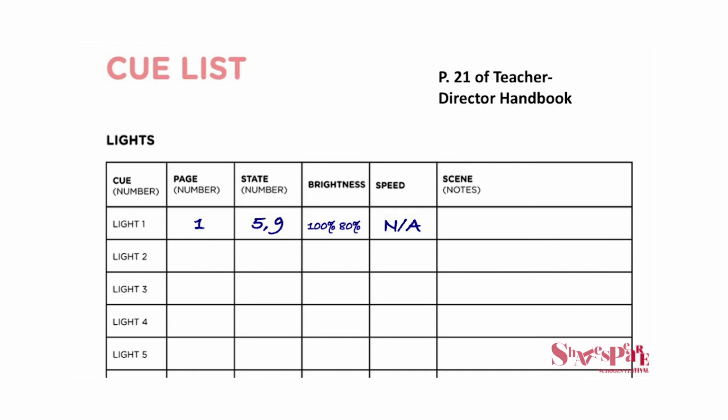So that means it doesn't need to have its speed because it's going to be there already. So speed, NA, and scene, this is any notes that we want to give the technician. The notes that I'm giving are preset, so this is the lighting that happens before the show starts, and I've given them an adjective, spooky, to help them know what the mood is.